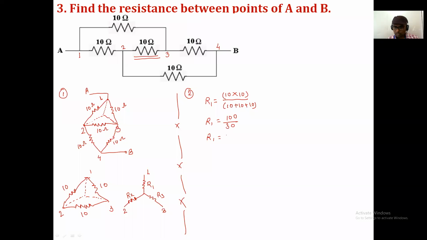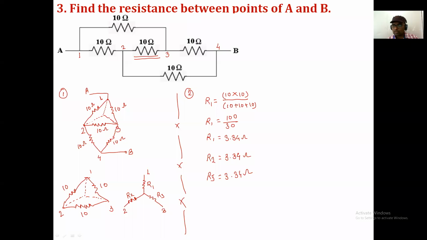R1 is 3.33, R2 is 3.33, R3 is 3.34 ohm. Now, can I say that R2 and R3 have the same value, because the resistances are equal here? That's why I say that R1, R2, R3 are the same.